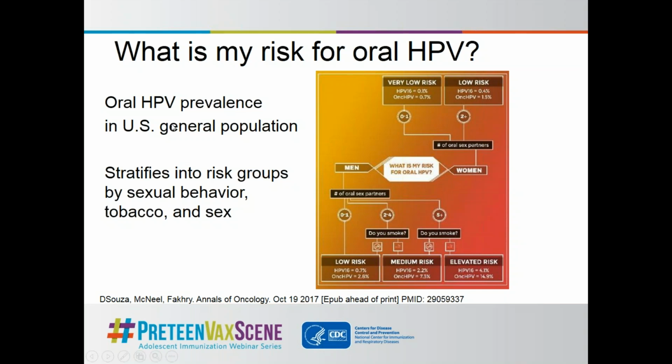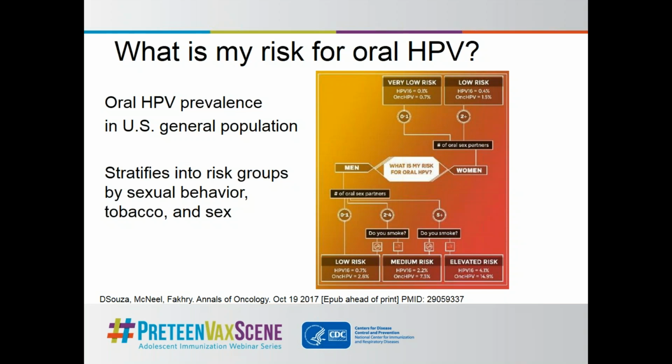Looking at all the risk factors that we know about, Dr. Fakhri and I created this infographic last year to try to help people understand what their risk is for oral HPV infection, and this would be for the general population. The first differentiator is really sex, whether you're a woman or a man, and then after that, number of oral sexual partners. Women who have only had 0 or 1 oral sexual partner have very, very low prevalence of oral HPV-16 infection and any oncogenic infection.